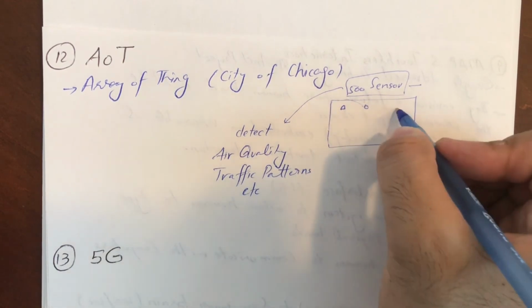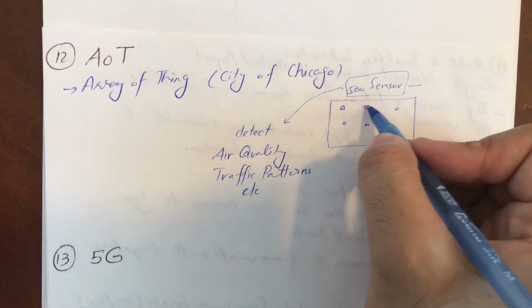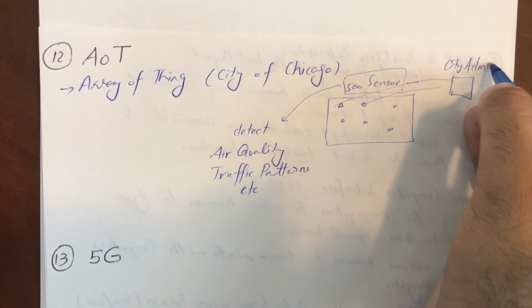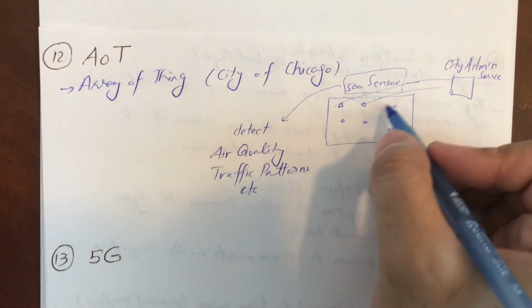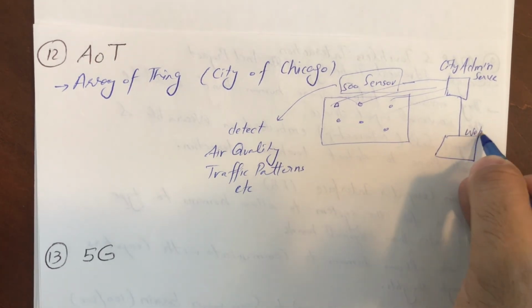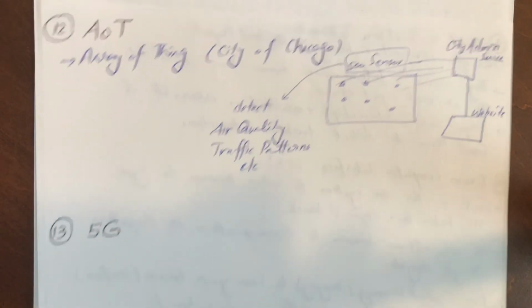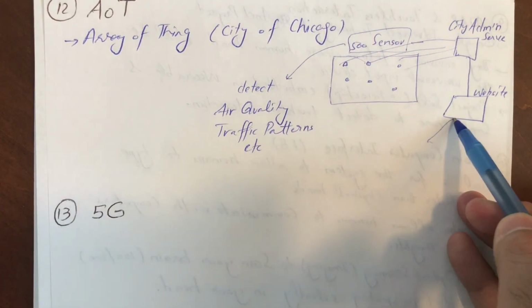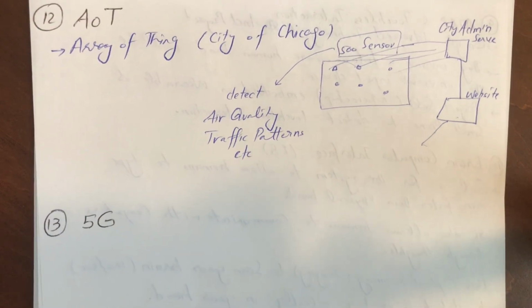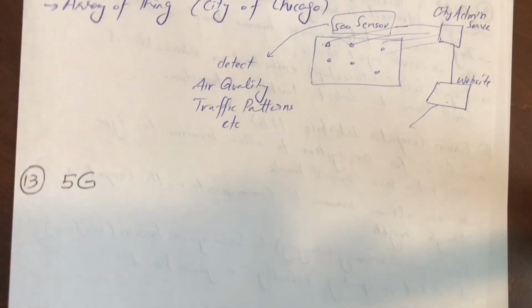These sensors are deployed in the downtown of Chicago. They are connected with the city administration server. They send the data in real time to the city administrator server, and this server uploads the information on the website. So citizens or residents can visit the website and see what's the air quality, what are the patterns and all that stuff. Some other cities are also trying to deploy these sensors in their downtowns, just to have a common platform.